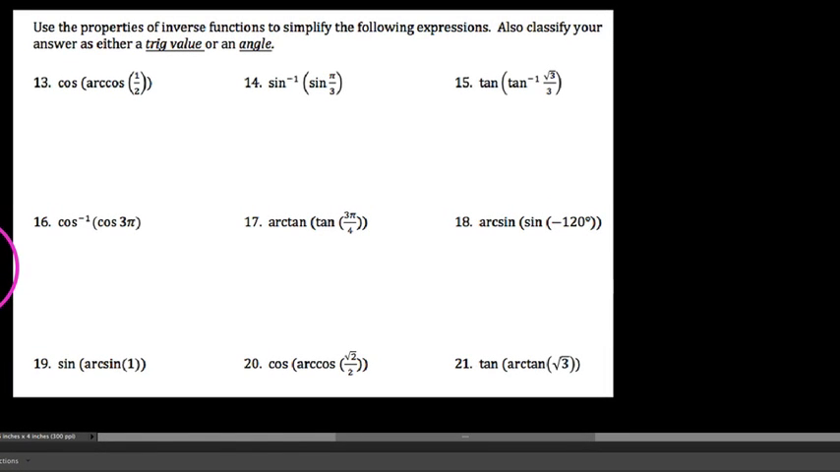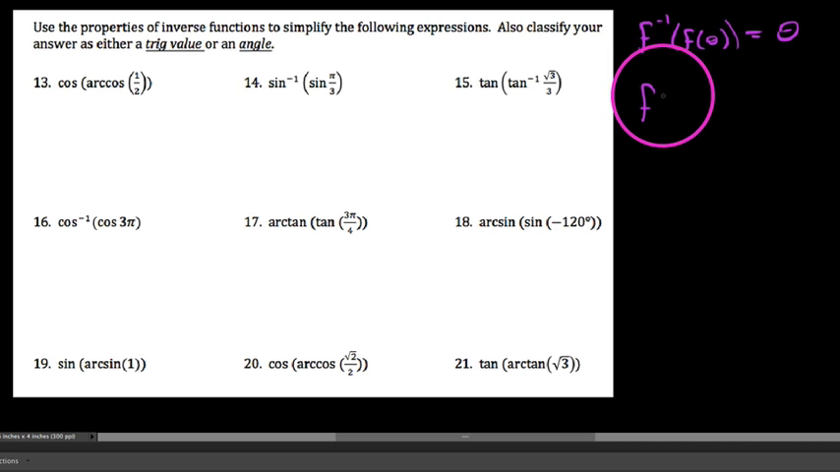Okay, YouTube, in this video what we're going to be doing is focusing on the properties of inverse trig functions. Essentially, these properties exist just like any other inverse functions. We say that if you were to take the inverse function of a function value, then we would just get the original input.